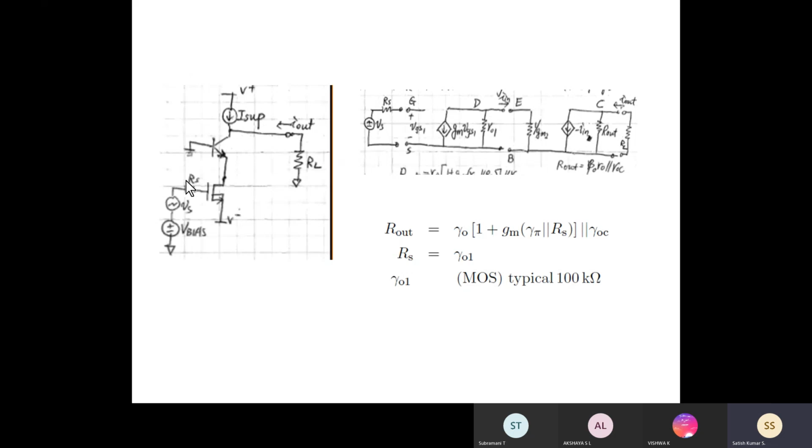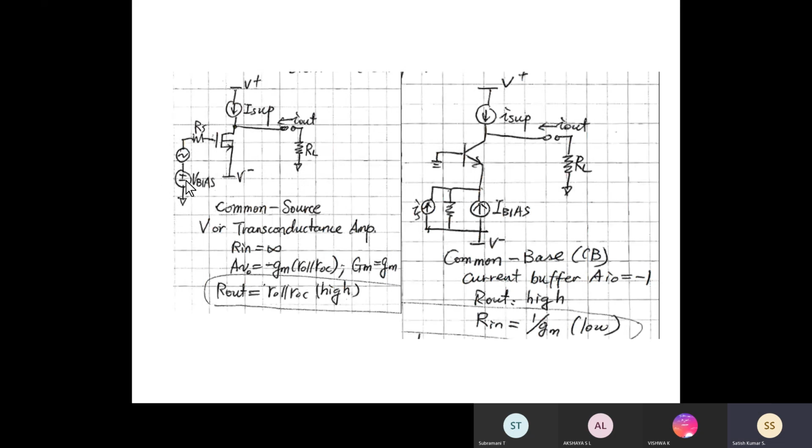We'll look into that common base configuration. In this common base configuration, will you please look at that parameter? In the common base configuration, the input impedance is the lower one.